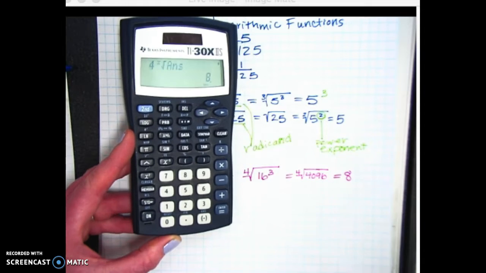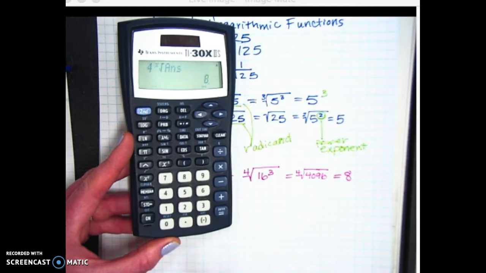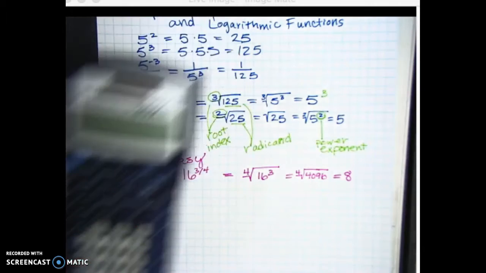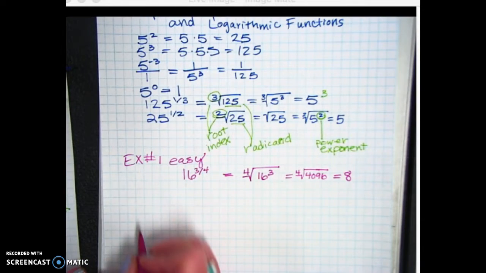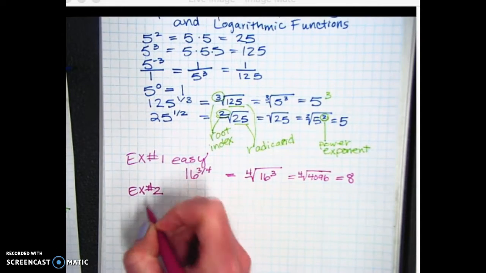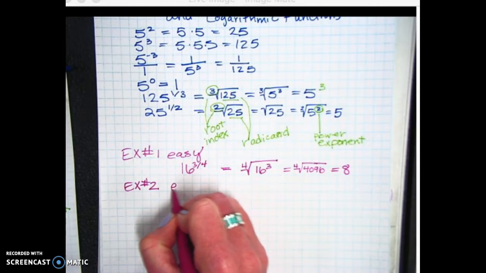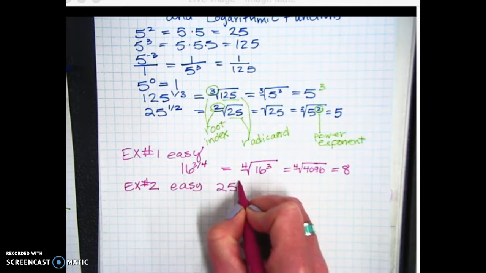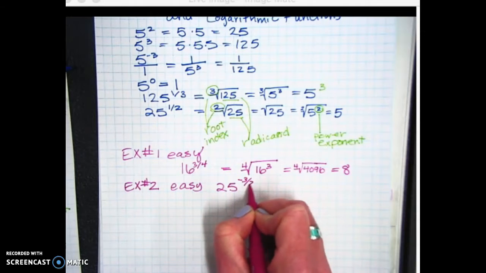How many of you knew about the answer button? Okay, saves you a couple seconds. All right, let's try another one. Example number 2. Another what I would classify as sort of easy. 25 to the negative 3 halves.